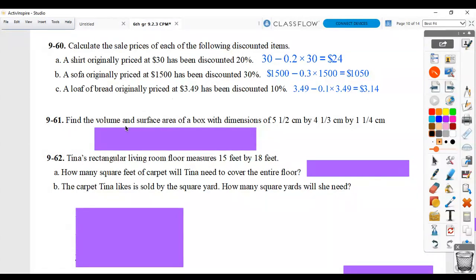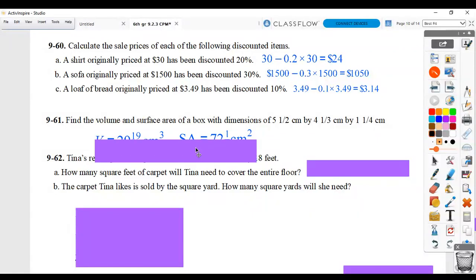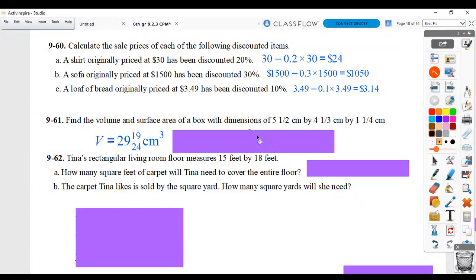For 961, they want the volume and surface area of a box that has these dimensions. So volume we know is length times width times height. So 5 1/2 times 4 1/3 times 1 1/4. Make sure you're showing what you're putting into the calculator. So you can do this with a calculator, but show what you put into the calculator. And of course, the right label as well. So you get 29 and 19/24 cubic centimeters, or centimeters cubed.